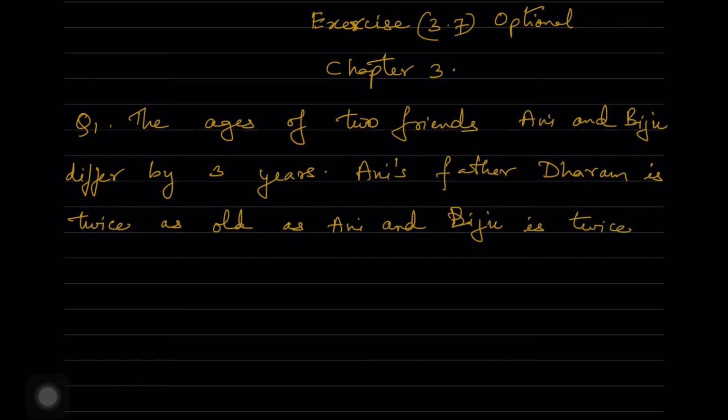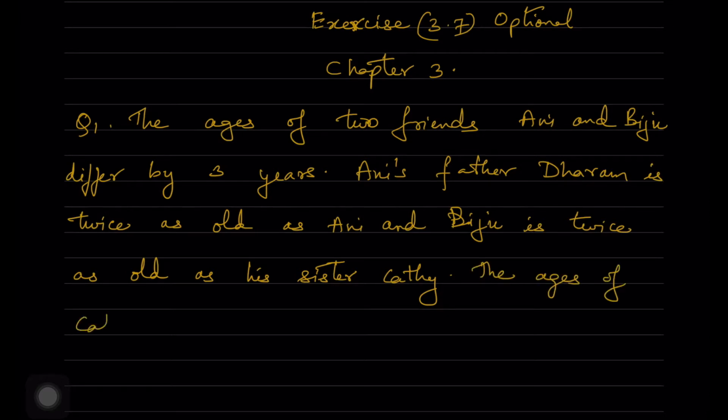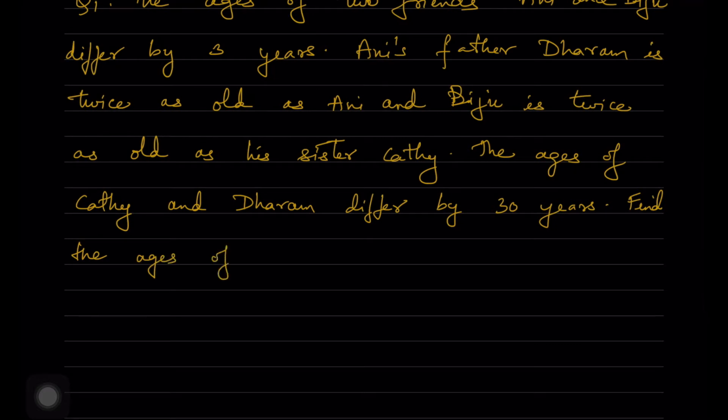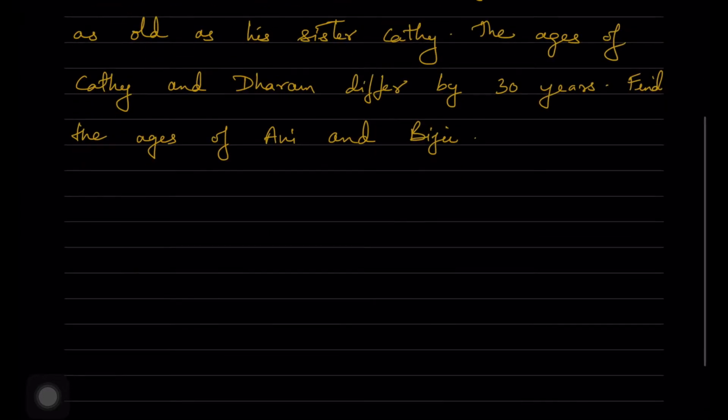So this is the question given to us. Ani's father Dharam is twice as old as Ani, and Biju is twice as old as his sister Kathy. The ages of Kathy and Dharam differ by 30 years. Find the ages of Ani and Biju. So going into the solution. Let the ages of Ani and Biju be X years and Y years respectively.